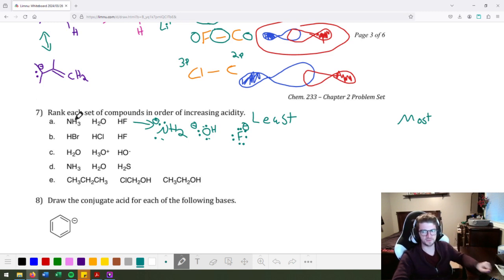Yeah, you could also have gotten to this by just trivial knowledge of, like, ammonia is a basic compound, not well known for its acidity, and then you've got water, which is kind of our standard for neutrality, and then hydrofluoric acid, which is sort of in the name.